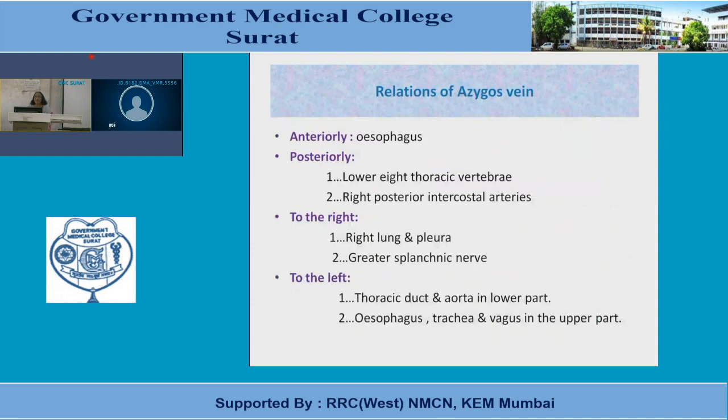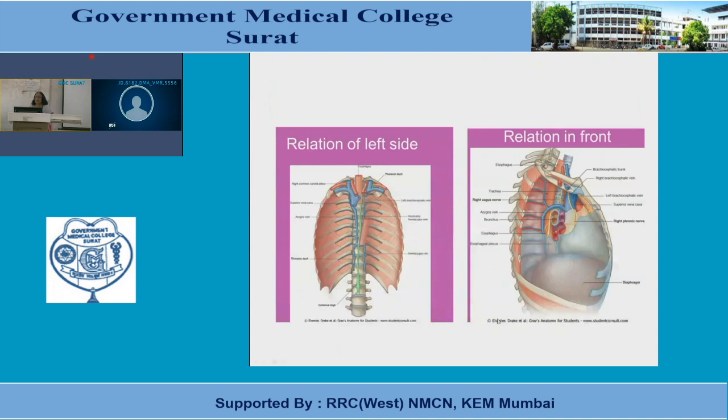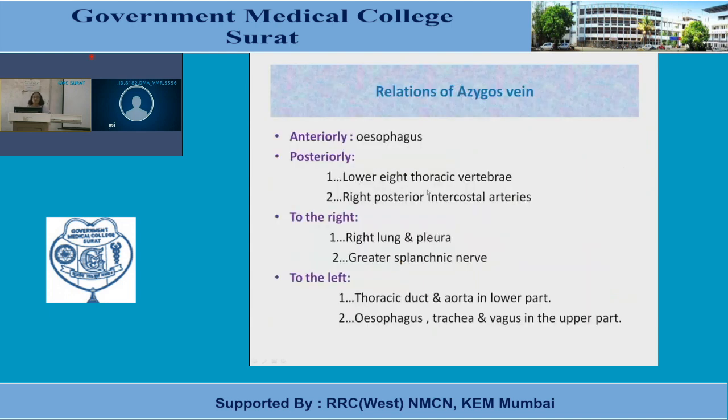Now relations. What are the relations of the azygous vein? Anteriorly, the esophagus. You can see the azygous vein is here and the esophagus is here, right? So what are the anterior relations of the azygous vein? There is the esophagus in front of the azygous vein. Now, what are the posterior relations? The lower 8 thoracic vertebrae on the back side, and between the spaces, the right posterior intercostal arteries.